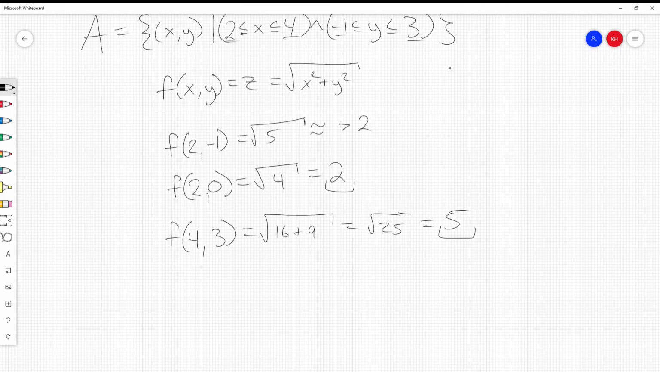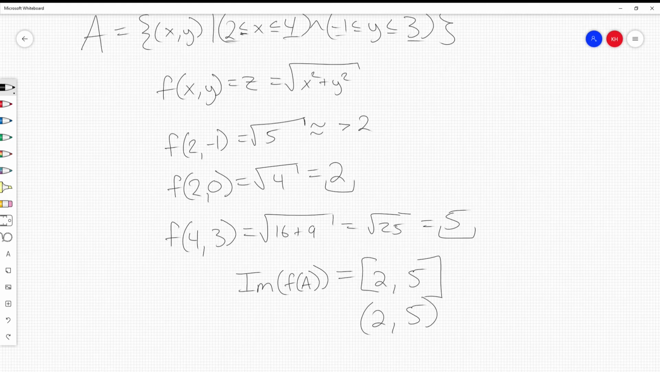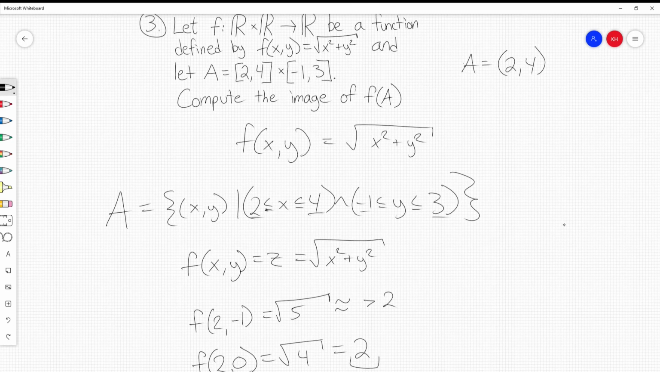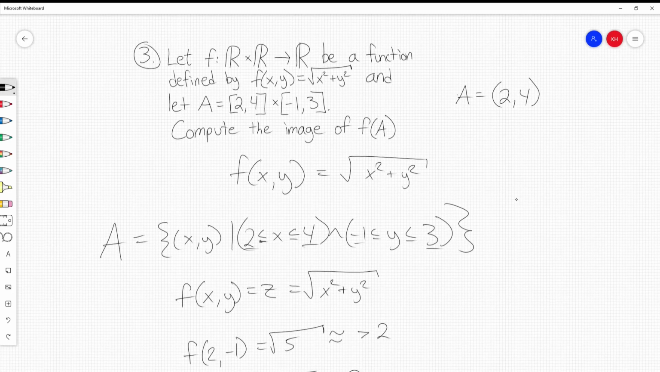So we'll have the image of f of A is equal to [2, 5]. And again, we're using square brackets here because both endpoints are included. If we had parentheses here, we'd have an incorrect answer because 5 and 2 are both possible values we can get out of it. And with that, I believe that's all we need to do for the image of f of A, and we're done. We'll go on to the next one.